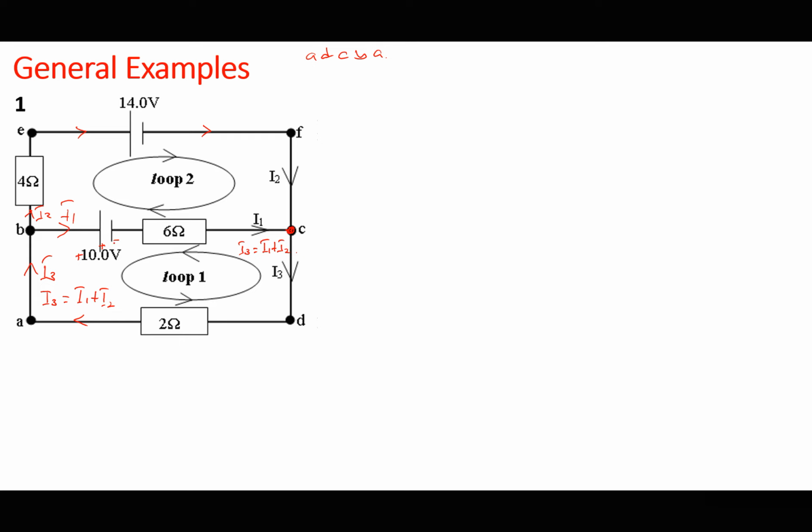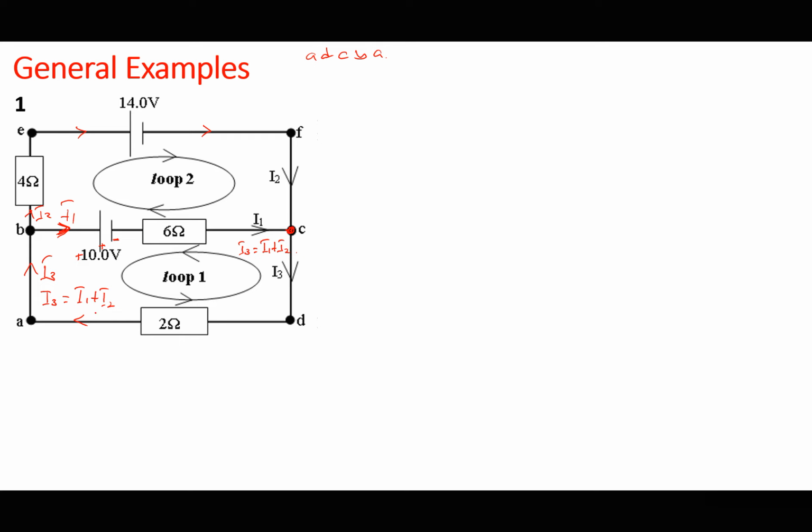If I meet negative before positive in moving around the loop in the correct direction, it means I'm moving in the same direction as the current which would be coming from that cell. Do not confuse yourself with this current here or this current here. The correct direction of current flow from a cell is from positive to negative. So in moving around the loop, A to D, D to C, C to B, I first meet negative before positive, so the EMF is going to be positive.